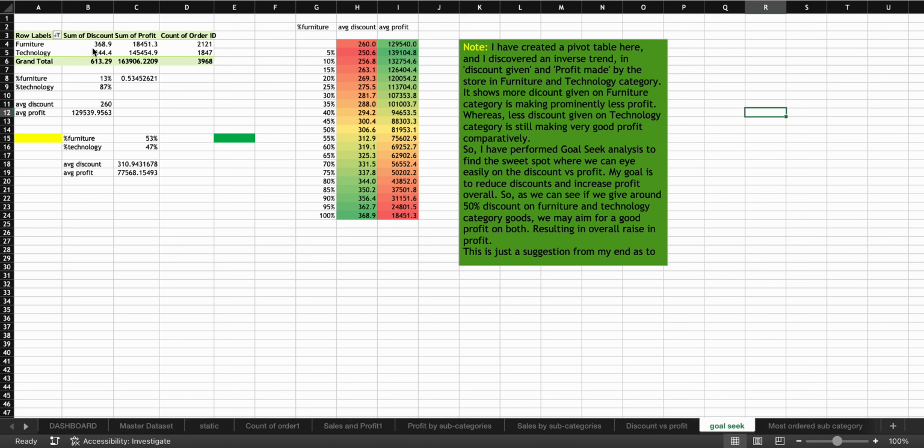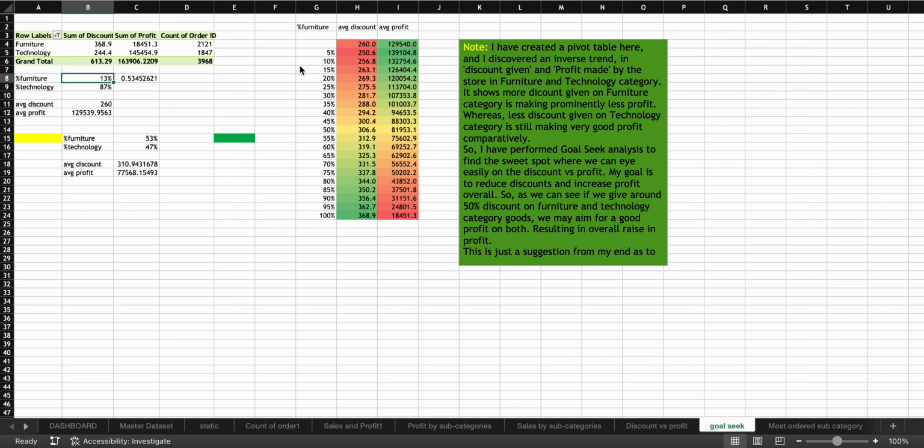In terms of discount and profit, I have seen that in furniture a lot of discount is given compared to the other one, but yet the profit is super less. And in technology, the discount is less, but the profit, you can see, is massive compared to this. So what to do, where we can reduce the discounts and increase the profit in both the areas? So what I've done is I've taken the weighted average of furniture and technology in terms of percentage. I've also taken out the average discount and average profit, and worked with that.